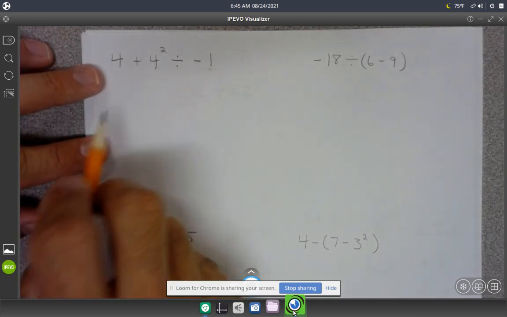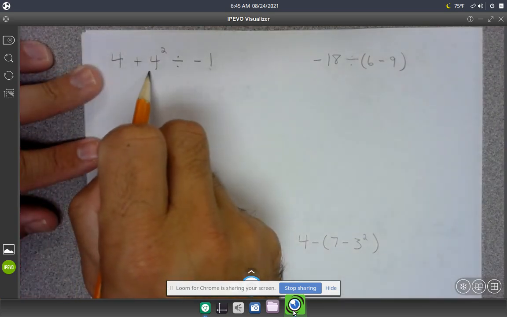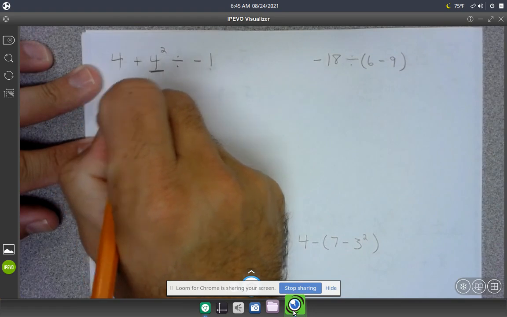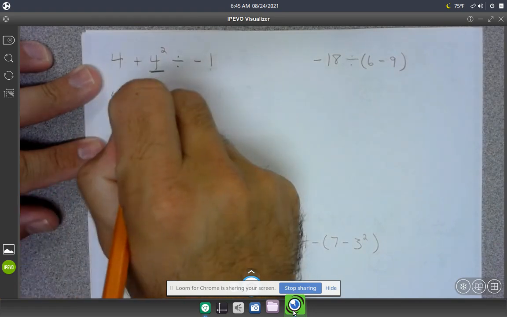All right, let's go ahead and do these. Exponent first. 4 squared, that is equal to 16.